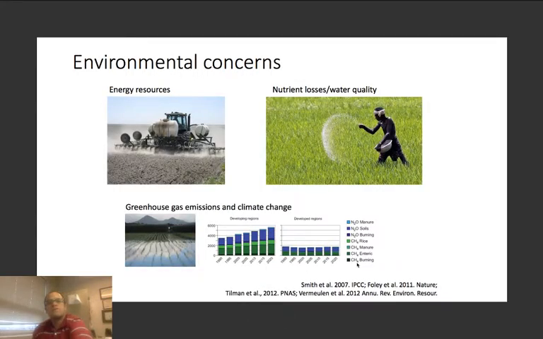There are environmental concerns. There's no free lunch, right? So we are using energy resources to support our crop production systems. We are using water at high rates. We are impacting water quality by allowing nutrients from the land to move into the water due to our practices. That man there is being depicted in a wheat field, spreading fertilizer in a wheat field.